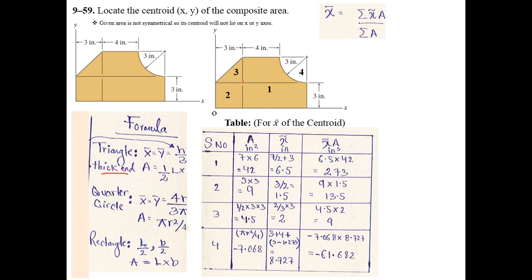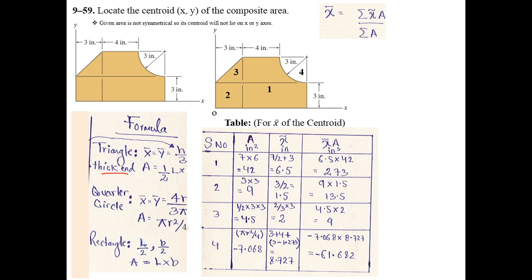Similarly, shape 2 is this square, which has an area of 3 into 3, 9 inches square, and its x tilde measured from the origin is 3 by 2. So 3 by 2 is 1.5 inch. Now shape number 3 is your triangle. So the area is half into length into breadth. So half into 3 into 3. That gives you 4.5.